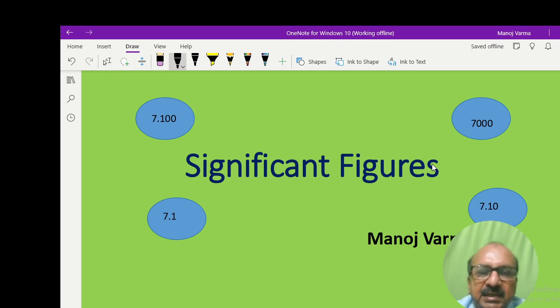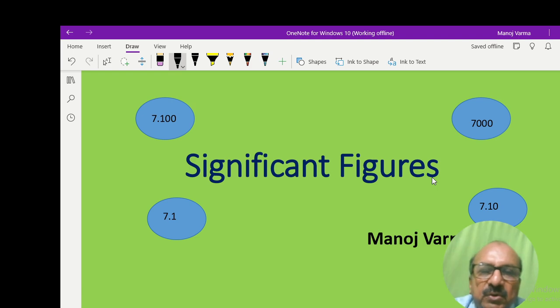So what are these significant figures? How do we arrive at significant figures? And what are the rules that govern the addition and subtraction and the multiplication and division involving significant figures? That's what I'm going to tell you in this video, and it's going to be very helpful to you because you need to use this concept throughout your calculation work in chemistry.